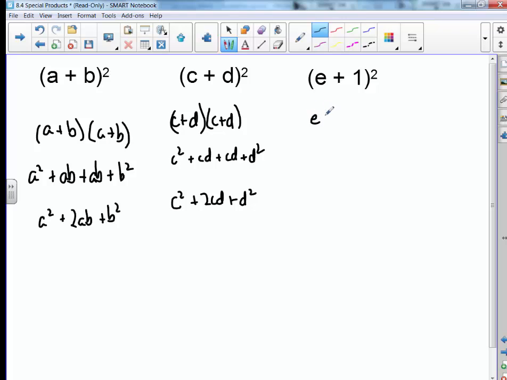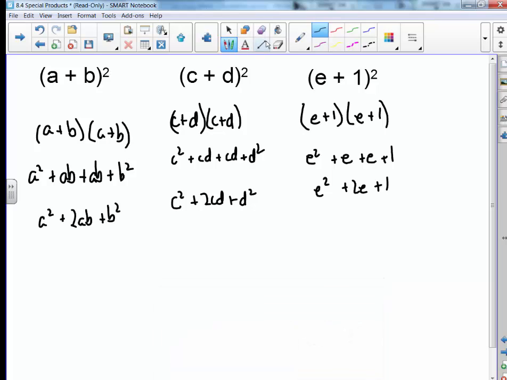E plus 1. You might have already noticed the pattern. I'm happy for you if you did, but we're still going to go one more time over here. E times e is e squared. E times 1 is e. 1 times e is e. And 1 times 1 is 1. And so it gives you e squared plus 2e plus 1. Have you noticed the pattern yet? Let's see what we can end up with here, okay?